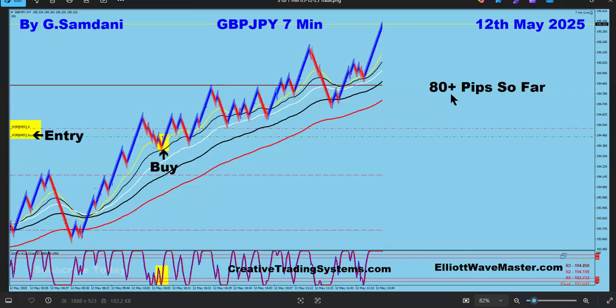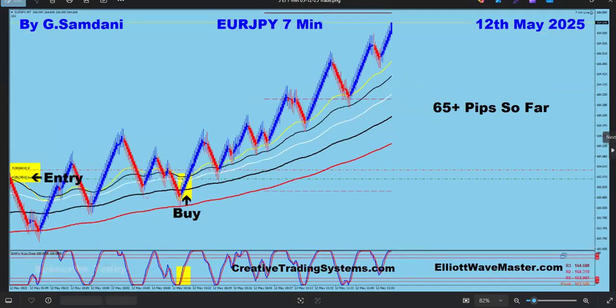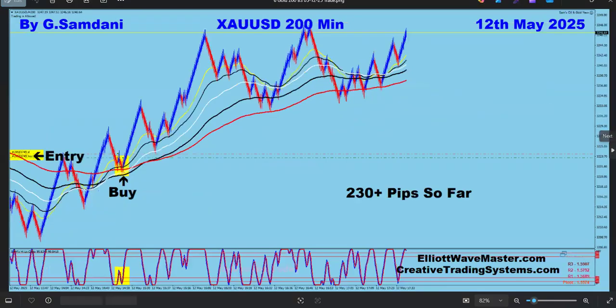So this is ADP. On the 12th, the next one on the 12th is CAD yen. Like I said, all yen pairs went up. Beautiful long entry here for 70 pip. And euro yen, see, all yen pairs. And for 65 pips, some more, some less, but yeah, they all went.